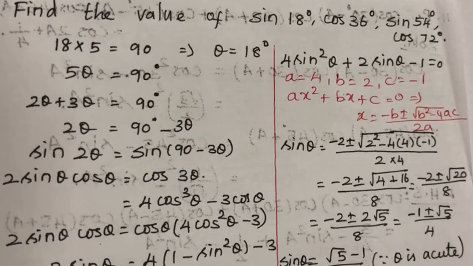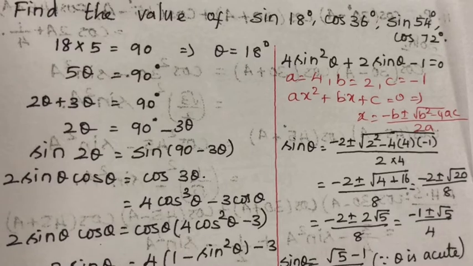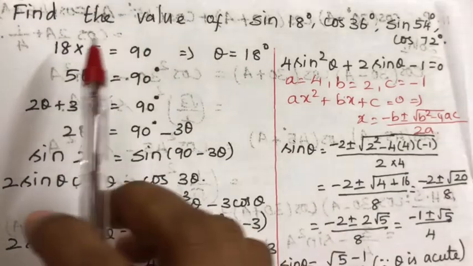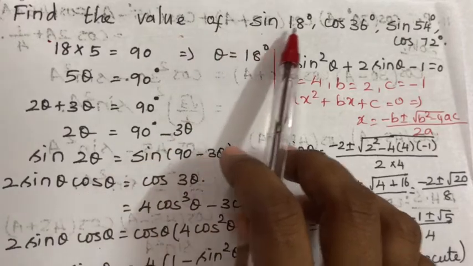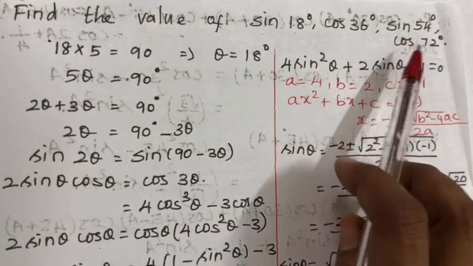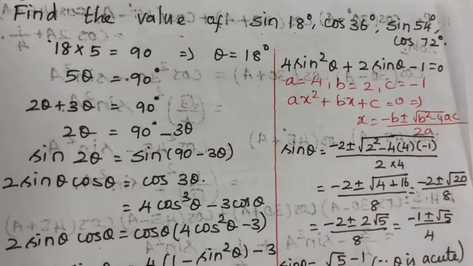Now we are going to solve a few problems that are related to product to sum and sum to product identities. Before solving the exercise problem, we need to find a few trigonometric ratios. So first let's learn that. Find the value of sine 18 degree, cos 36 degree, sine 54 degree, cos 72 degree.